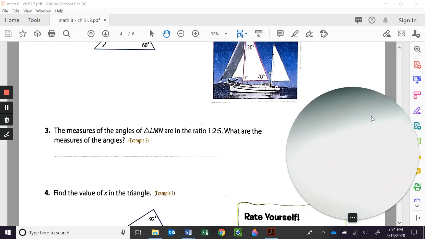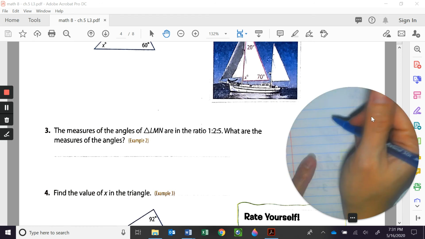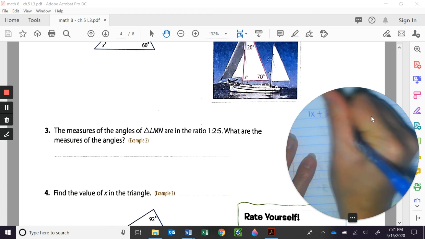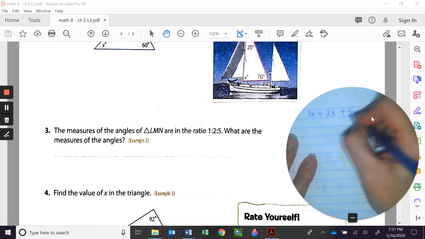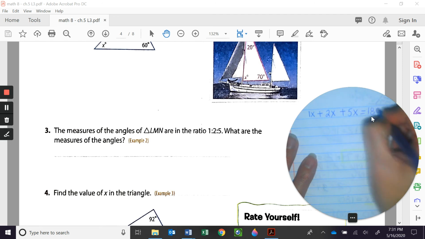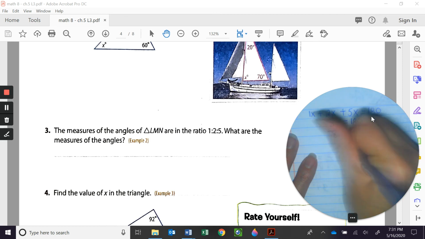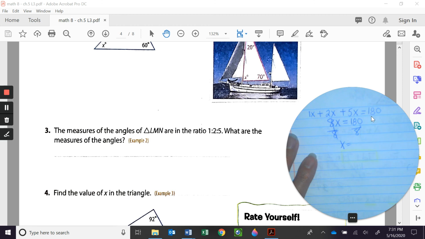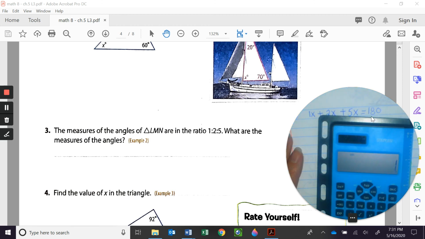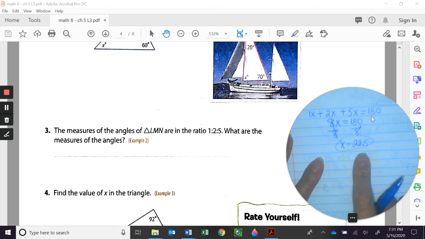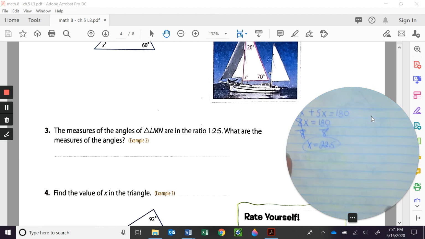All right. We have the ratio of 1, 2, and 5. So we're going to take 1x plus 2x plus 5x, and that has to equal the 180. We combine like terms, so we get 8x equals 180. Divide by 8. So 180 divided by 8 is 22.5. Now, this is not your answer, okay? You have to go back and find each one.